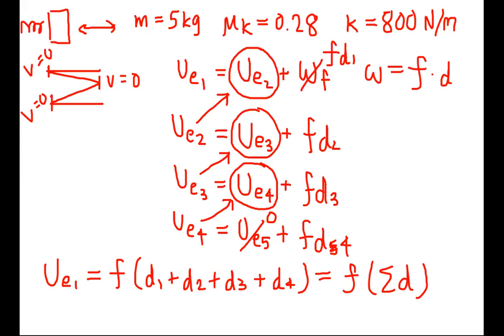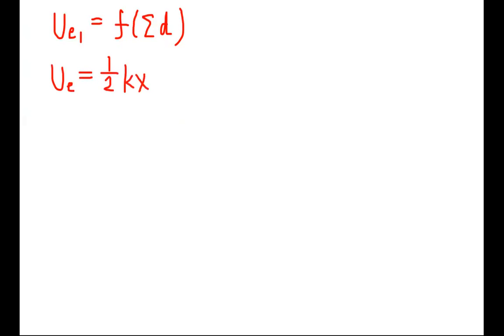I'm gonna clear my screen now so that there's more space to write. Okay, so the equation that we got was potential energy 1 is equal to the force times the sum of the distances. Now, we know that elastic potential energy is equal to 1/2 kx squared. And what is the frictional force equal to in terms of variables that we have, Josh?